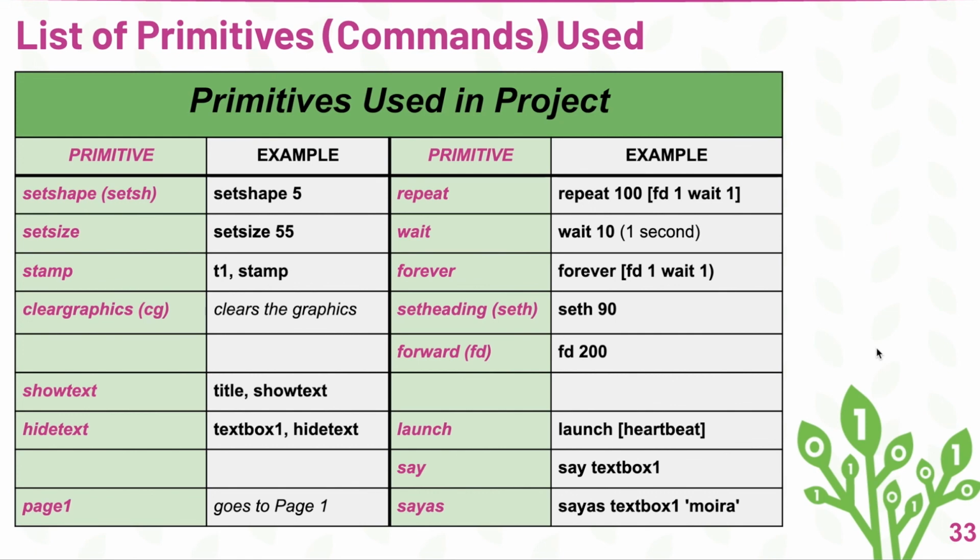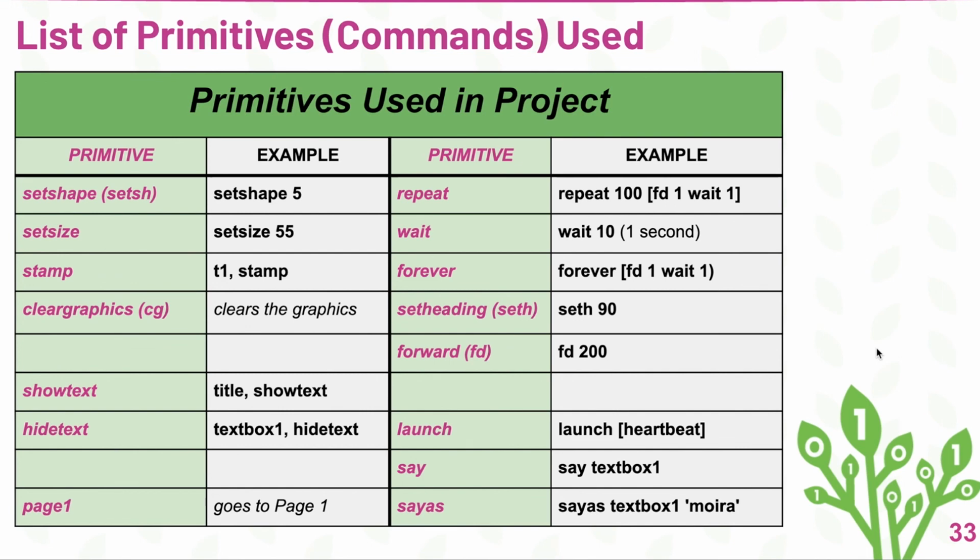and there's more information in the cards. And page 1, page 2, repeat basically repeats whatever's inside the square brackets some number of times. And those square brackets are up above your return key or near your return key. The wait, remember 10 is 1 second, so 1 is 1/10 of a second, and so forth. Forever is a great command. It just keeps things going until you click that stop button or type stop all in the command center.